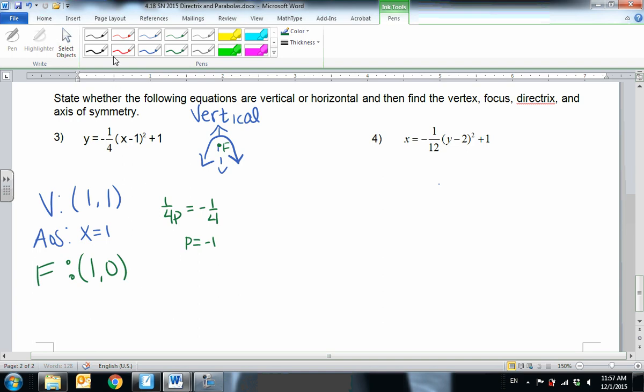All right. Directrix now. What kind of line is it going to be? Horizontal. It's going to be a y equals. And it needs to be 1 unit in the opposite direction from your vertex. So what would that equation be? Y equals 2. Questions on that?